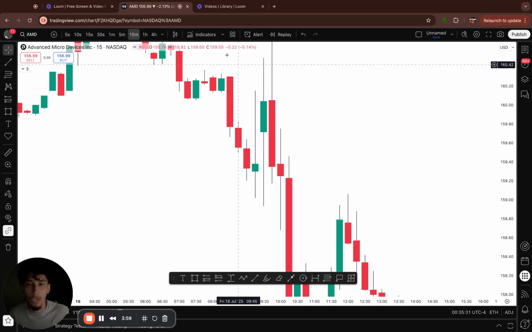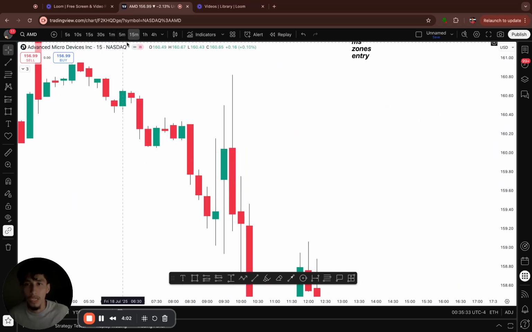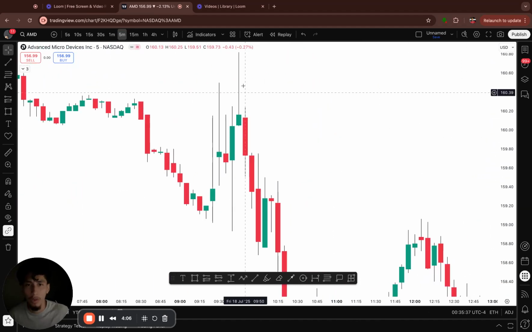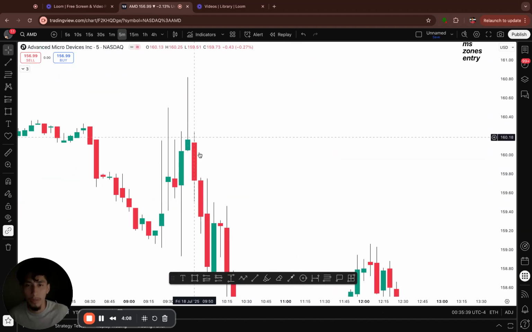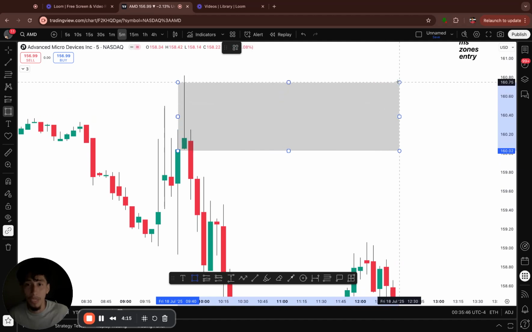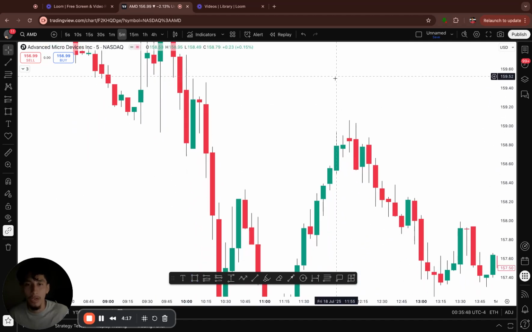So if I just let the market rock out and do its thing, I'm just letting it play out. It comes up and makes a new low, creates a low. And then we have a supply zone, which is going to be right over here, which is valid. It's a little big, but it is valid. So we have that right there.